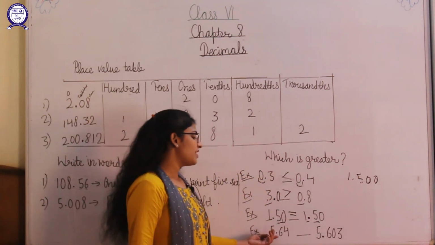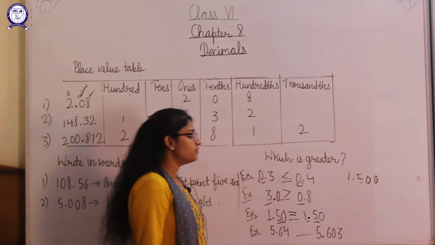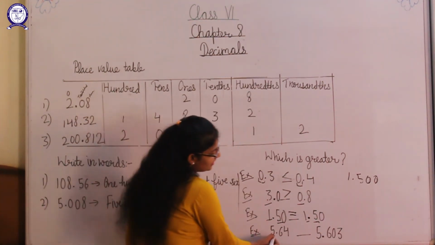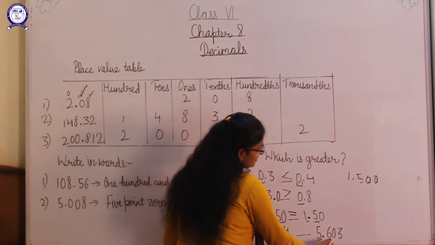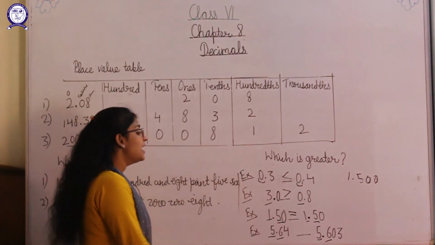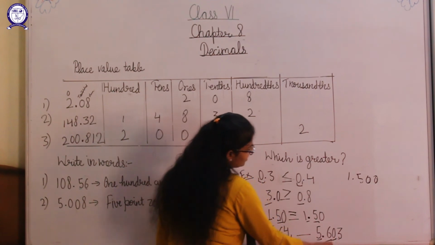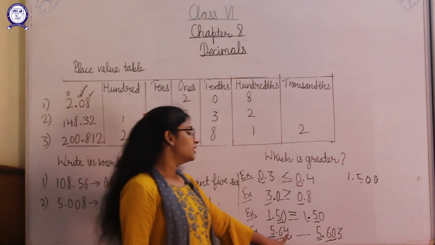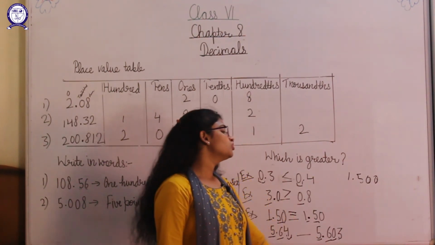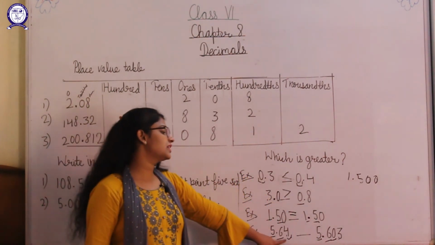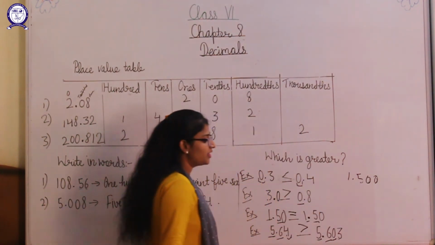Now last one is 5.64 and here it is 5.603. So which one is greater? If we check, then 5 and 5 both are same. At the tenth place here is 6, at the tenth place here is 6, both are same. At the hundredth place here is 4 and at the hundredth place here is 0. Now at the hundredth place the digits are different, here is 4 and here is 0. So which one is greater? 4 is greater. It means 5.64 will be the greater one.